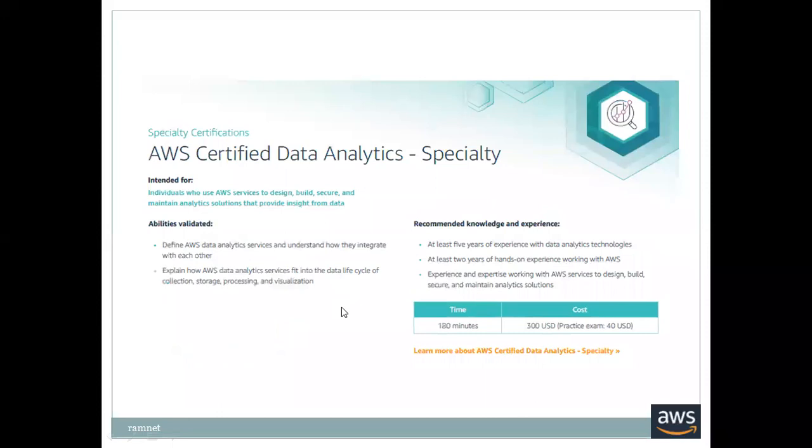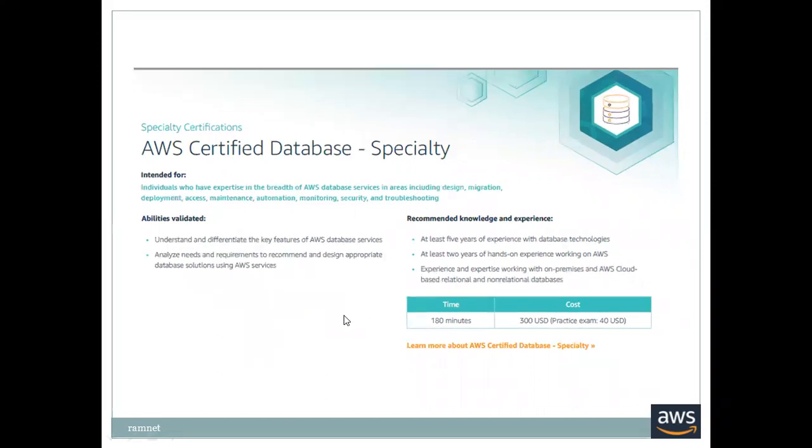Data analytics. People can go for this with data science experience. People can go for this certification at a specialty level. Again, it is 180 minutes and $300. Certified Database Specialty. This is for the database guys, whether Oracle database, MS SQL, MariaDB, whatever database you are working on. So you should be learning about NoSQL models also.